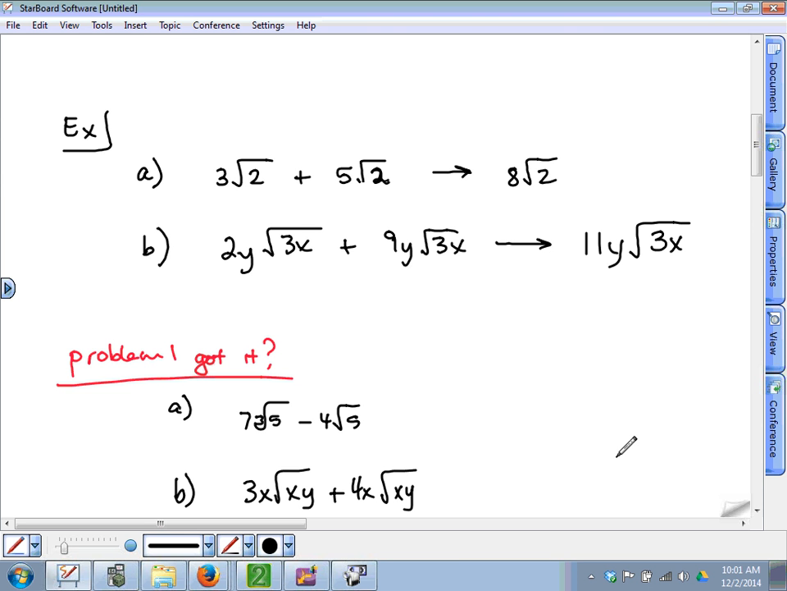Well, this one shouldn't take all too long. First of all, is it even possible? Can this be done? It's a square root and a square root, and they both have the same radicand, xy and xy. Yeah, it can be done. Add the terms on the outside. 3x and 4x makes 7x. 7x times the square root of xy. All right, we're not going to even do part C. These are way too easy. Let's go on.